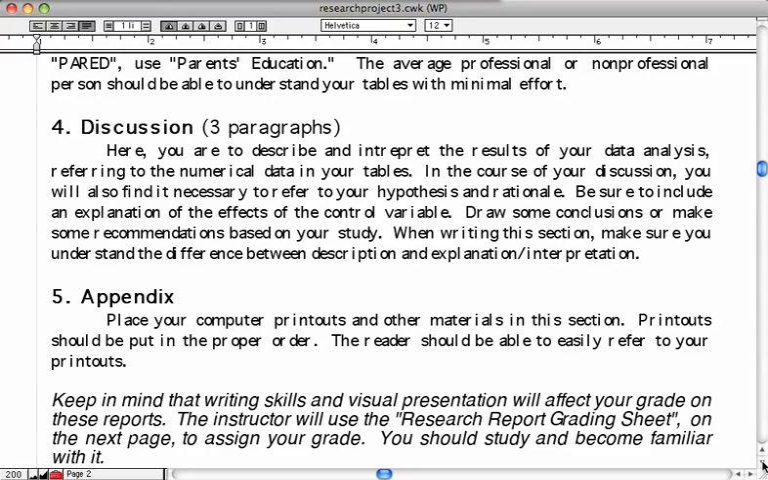And remember, for you guys, the simplest way to do it could be sex or race as your control variable. Very easy to look at differences between men and women or between the different races. And draw some conclusions or make some recommendations. Remember, all of this is in your own words. This is your own interpretation of the data.